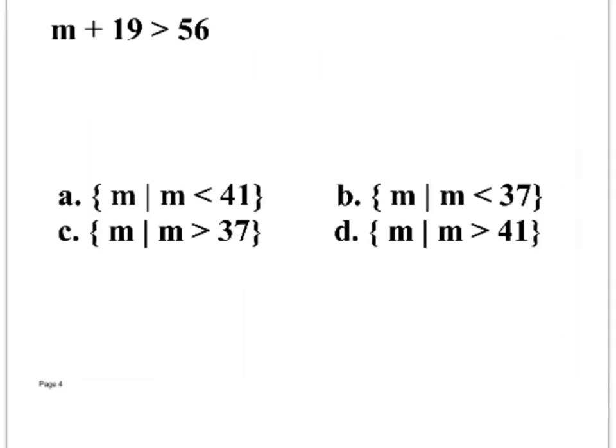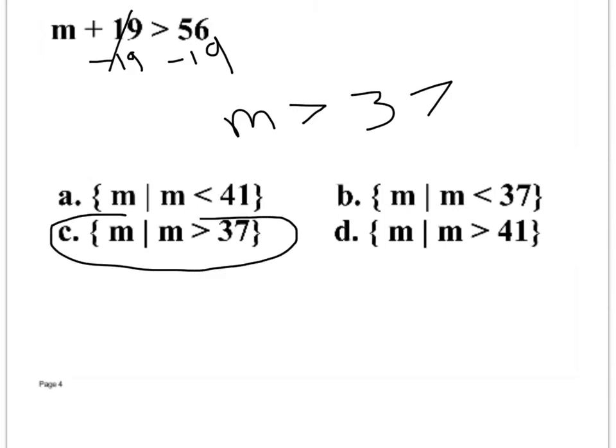Write this down. Now we solve m plus 19 is greater than 56. So what I want to do is subtract 19 from both sides. That tells me m is greater than what? 37. There we go. So we find that would be C. This says that m is all the numbers that are greater than 37.